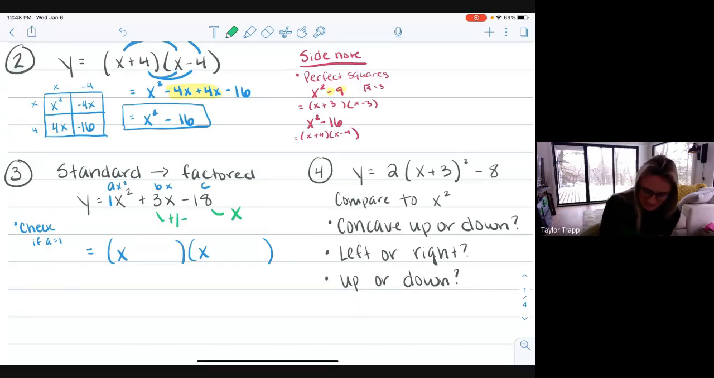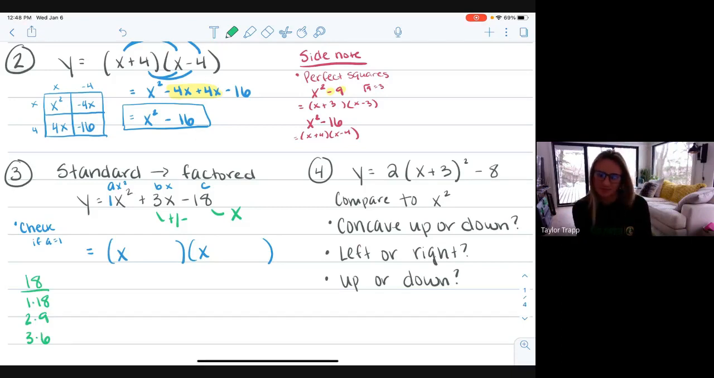So let's think about the factors of 18 first. We've got 1 and 18, 2 and 9, and 3 and 6. Okay. So let's think, which one of those could I get to be added to 3? Okay, well, not 1 and 18, there's no way. 2 and 9, probably not. Okay, well, 3 and 6.